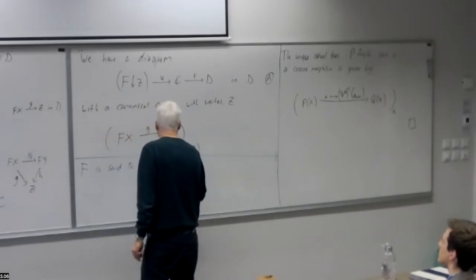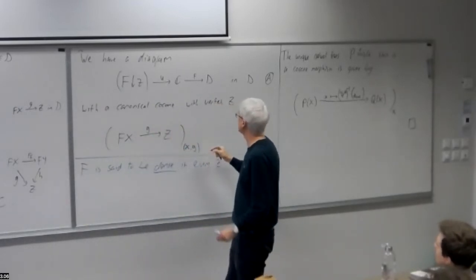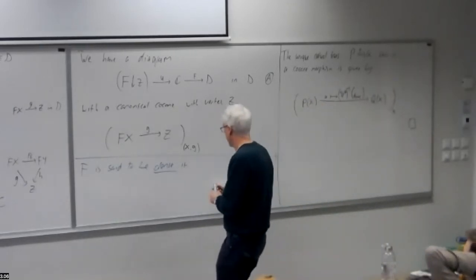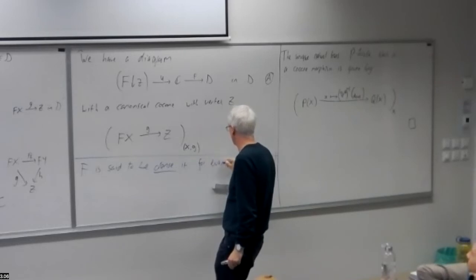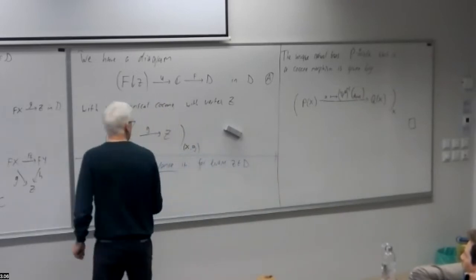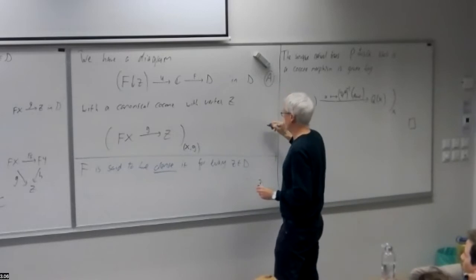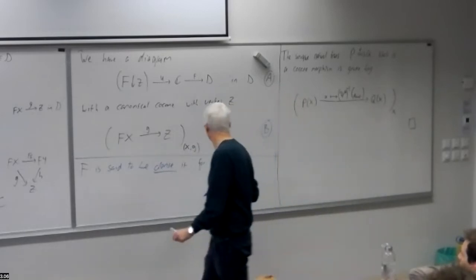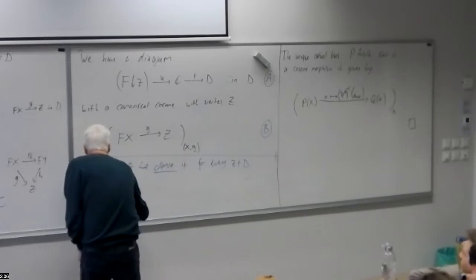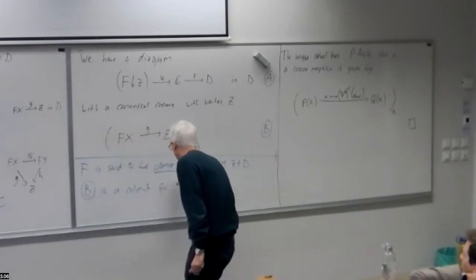if, this is the definition, for every object Z in D, let's call the diagram A and the cocone B, for every Z in D, B is a colimit cocone for the diagram A.